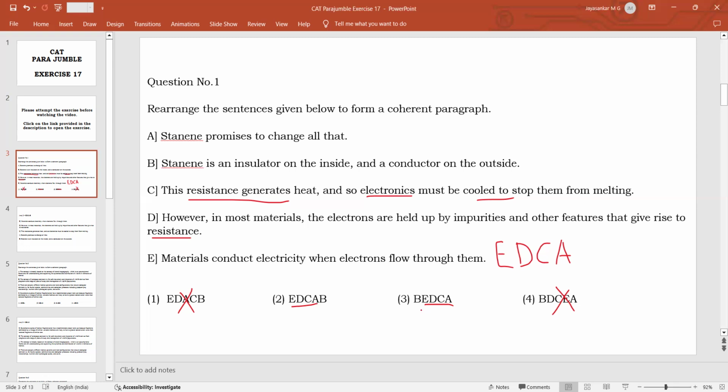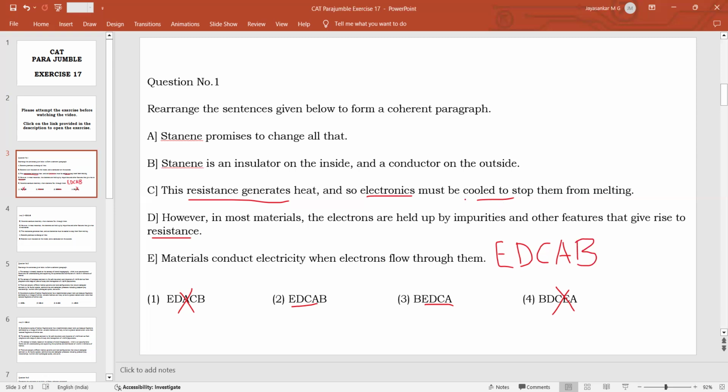Whereas if you put B at the end, what does that mean? It might mean that you can have one more sentence after this. If stanene promises to change all that, and stanene is an insulator on the inside and a conductor on the outside, then probably the next statement succeeding this would say that because of the insulation available on the inside, the heat generated will be lower than in normal materials, as a result of which there is no need to cool the electronics.